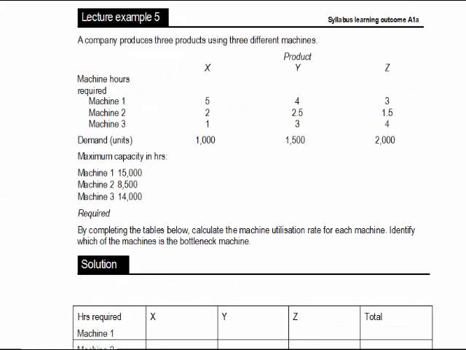So in lecture example 5, we're going to calculate some utilisation rates. Now this company has got 3 products, X, Y and Z. And they use 3 different machines to manufacture them, machine 1, 2 and 3, and the requirements have been given to us. We've also been given the annual demand in units and the maximum capacity in hours of each of the 3 machines. So we're going to calculate the tables and calculate the utilisation rates and then identify which of those 3 machines is the bottleneck.